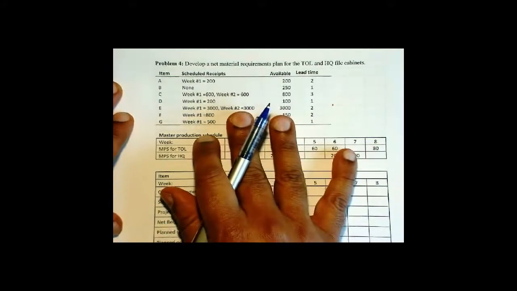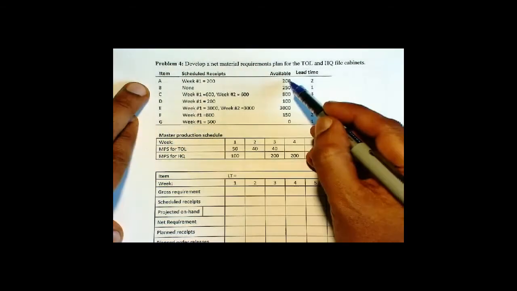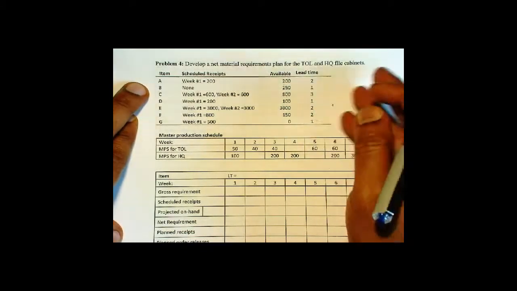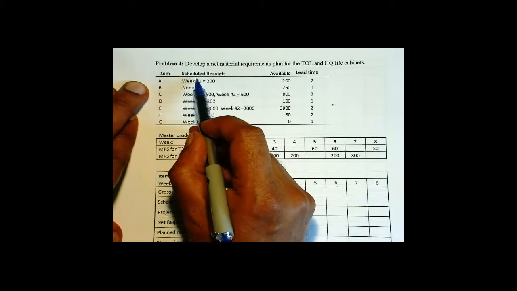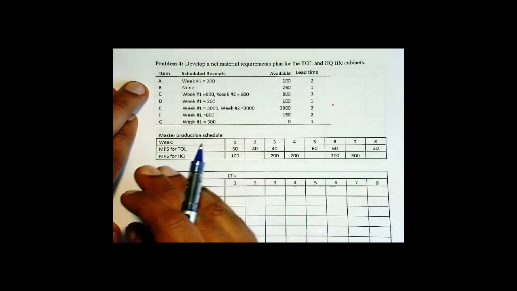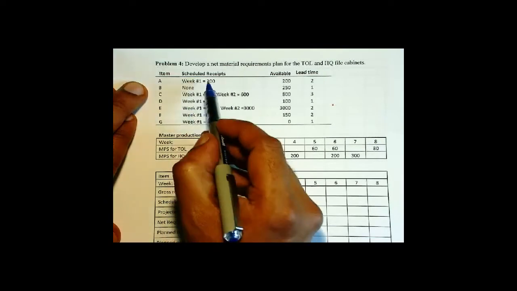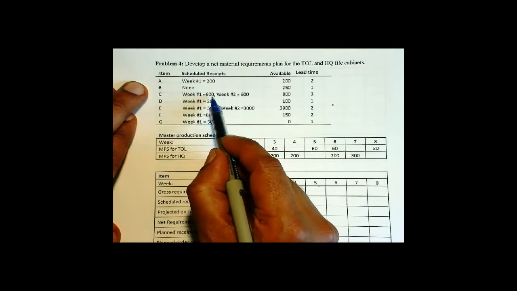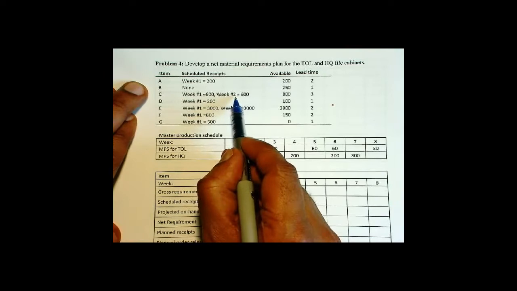This is the same problem that we've been working on. So we have the items and what is available on hand and what is the lead time from the previous problems. And in addition, we are also given scheduled receipts. Remember, scheduled receipts are purchase orders that are outstanding, that have been already placed, and we have specific delivery dates available. Like this 200 units of A will be available in week 1. 600 of C will be available in week 1, and 600 more will be available in week 2, and so on.